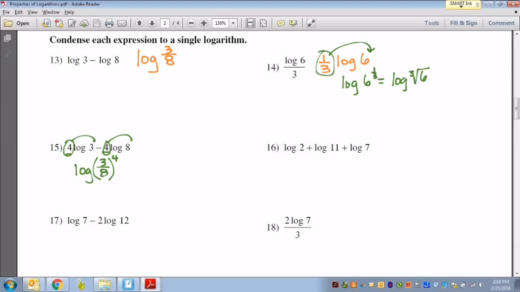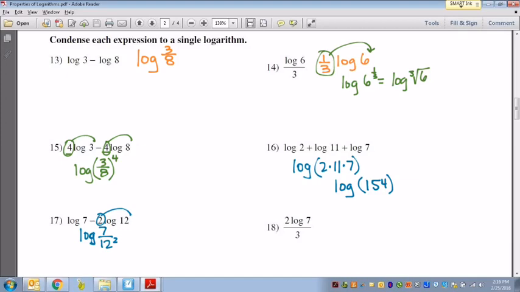So log 2 plus log 11 plus log 7. So really, if it's adding, it's all multiplication. So 2 times 11 times 7, which, if I'm doing my math correctly, you can make that log 154. Or you can leave it separate like that. That's fine. Number 17. Notice how this is the only exponent here. So I would write log 7 over 12 squared. That's how you do that.